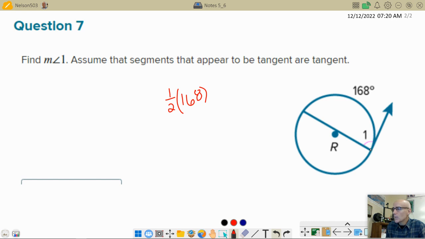Now I say intercepted arc. Let me just emphasize that one more time. The vertex is cutting the circle right here, and then the chord comes over to here and it cuts again right there. So this is the arc. This is the arc right out here that the angle intercepts. So we want to take half of 168, which is going to be what, 84.5, I think. All right, so double check that.